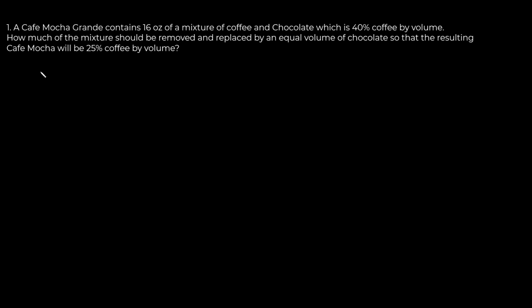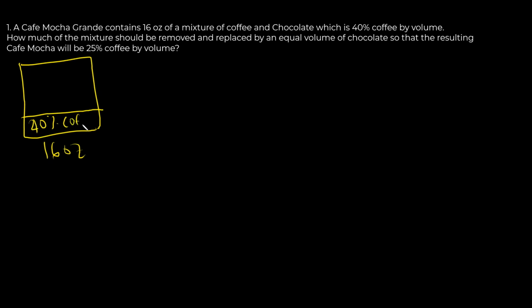So let's say kanina box is mo na siya ato ang mixture na coffee mocha grande that is 16 ounces. Then 40% daw ani is coffee. So sa to pa 60% is chocolate.